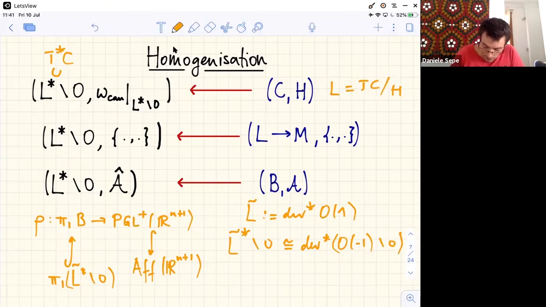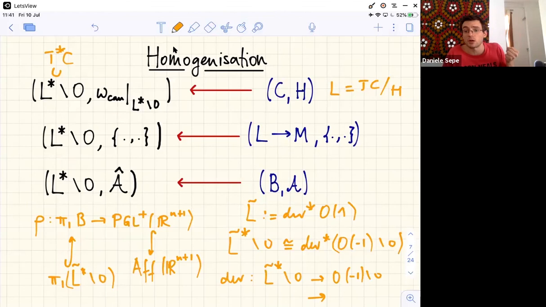And what's the developing map? The new developing map is simply, well, this projects to O(-1) minus zero, and O(-1) minus zero, if you remove the zero section from the tautological line bundle, you have a diffeomorphism onto R^(n+1) minus zero. Right, I mean, this is the total space of a blow up. So this composite is the new developing map. And you can check that everything works, and this will be an affine structure on the space, okay? Are there questions?